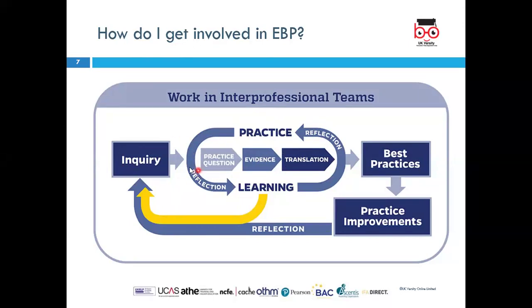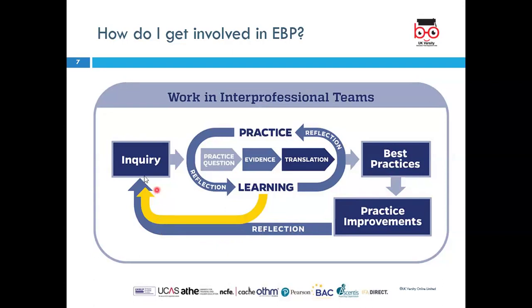So it starts with inquiry, like a question that I made. Practice question, what is the evidence there? And you get it translated, that data that you have, it's going to be translated. So whatever you have over here, that's going to add to your learning, and then it's going to ask you more questions. And then based on all of this, you go and look for what the best practices are out there for this particular inquiry. And you improve your practice based on these best practices.